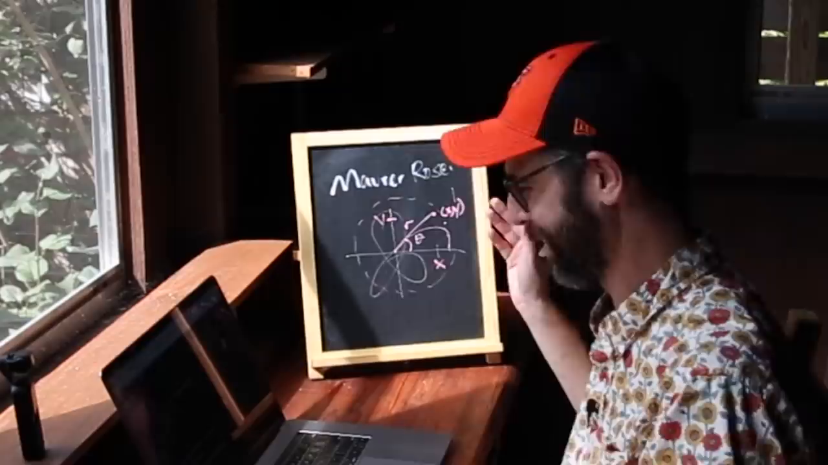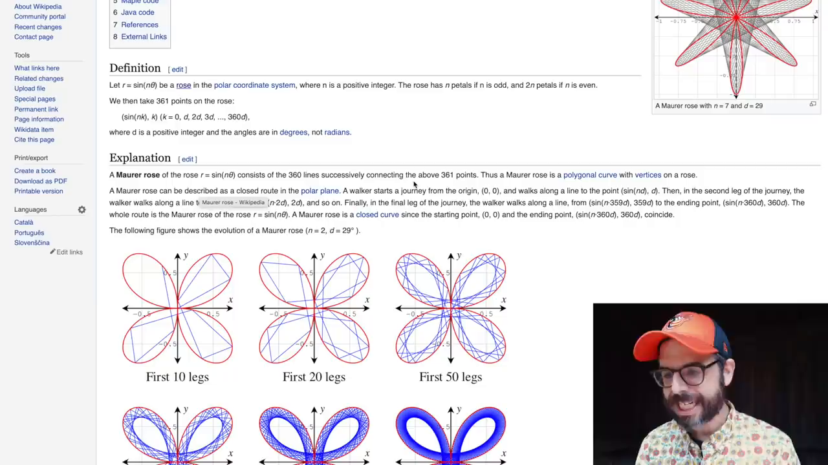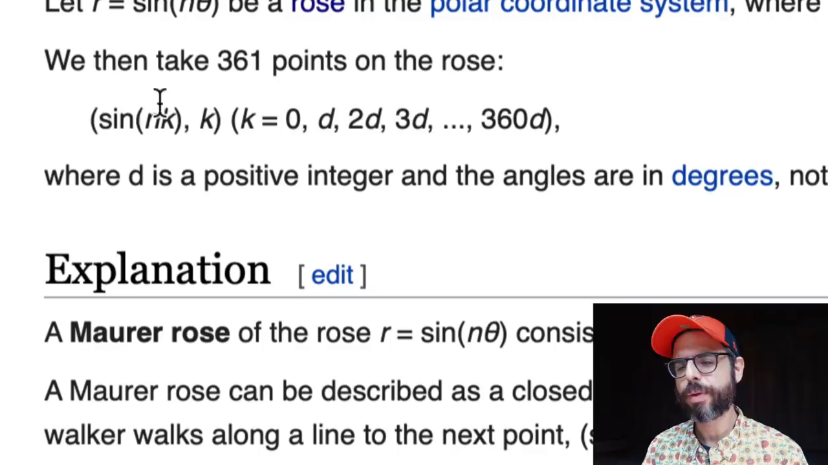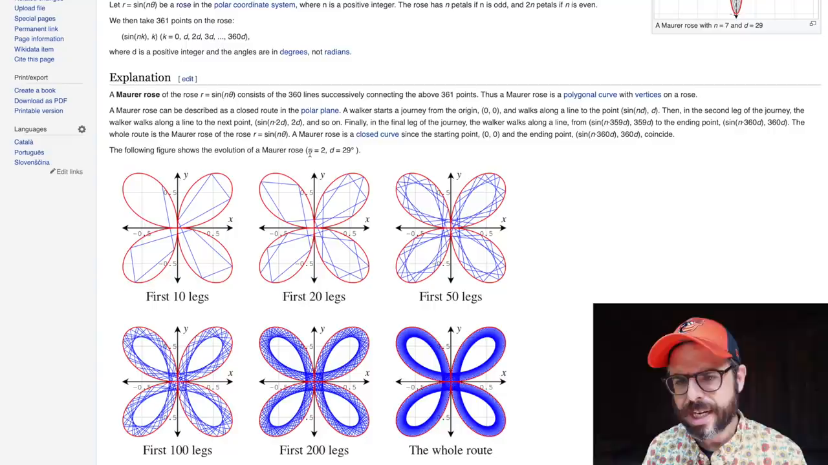A Maurer Rose does a bit more. It consists of 360 lines successively connecting the above 360 points. So we've got a little bit more going on. We've got this polar coordinate at sine of n times k, comma k. It's kind of like we had before. So this being the radius, this being the angle, and the angle is 0d, 2d, 3d, and d is a variable in the system. So I think I kind of understand it. So the two values are n and d, and k is just indicating this iteration that's happening.